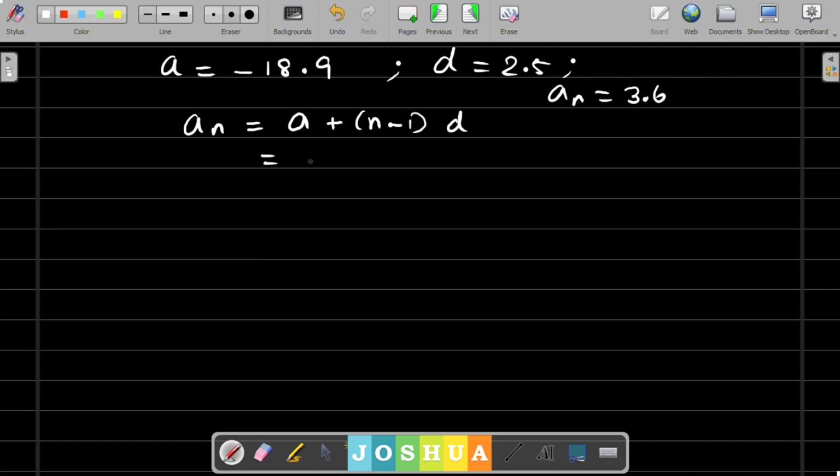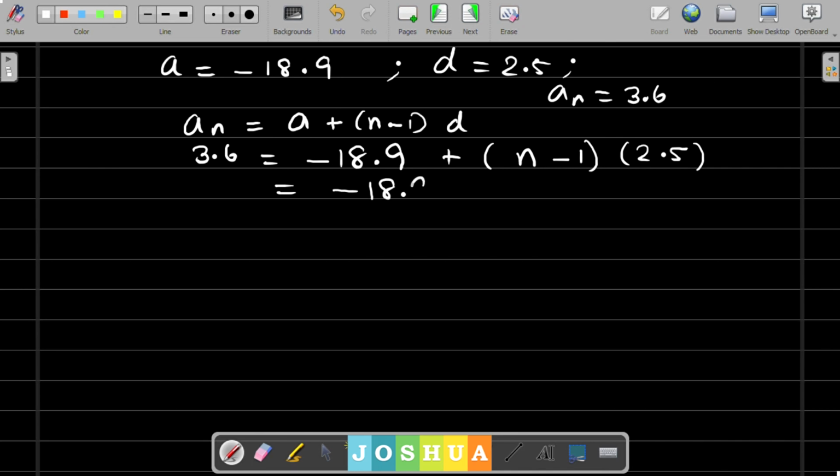We have the formula AN is equal to A plus N minus 1 times D. In this case, A is equal to -18.9 plus N value I don't know, so N minus 1. D value is given 2.5 and AN is equal to 3.6. So we will expand this one. -18.9 plus 2.5 N minus 2.5.